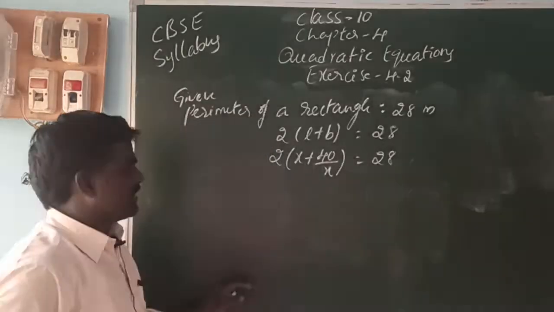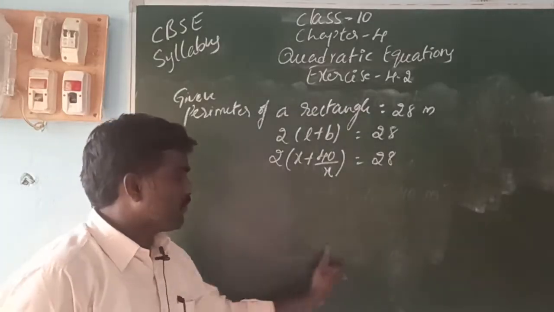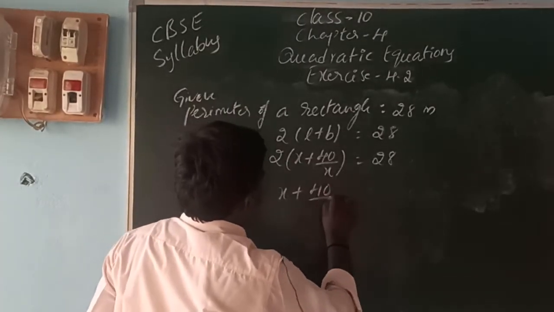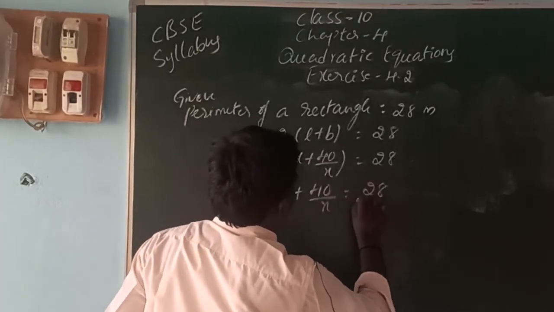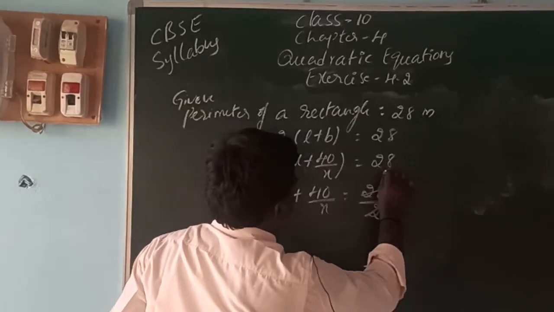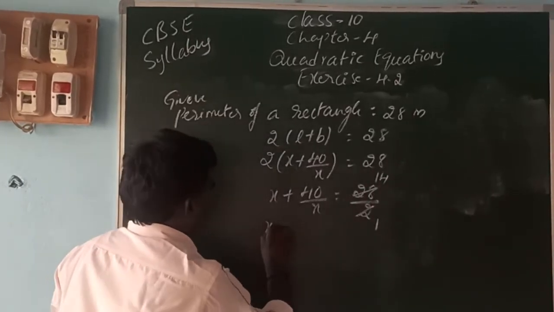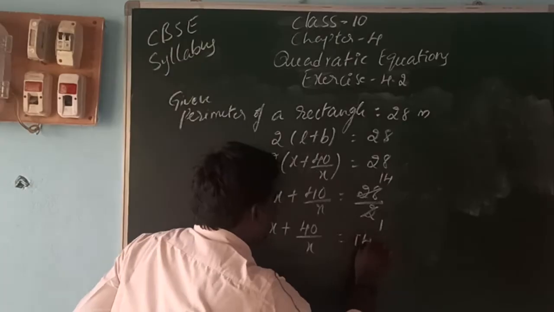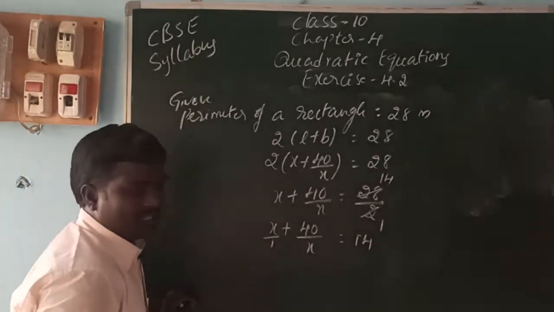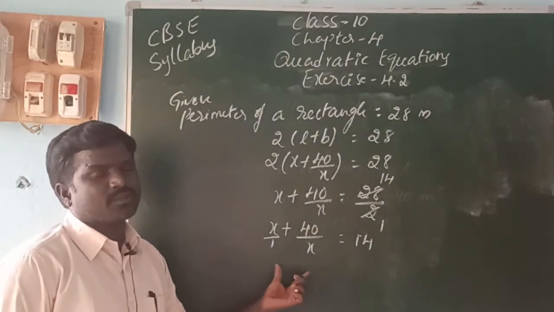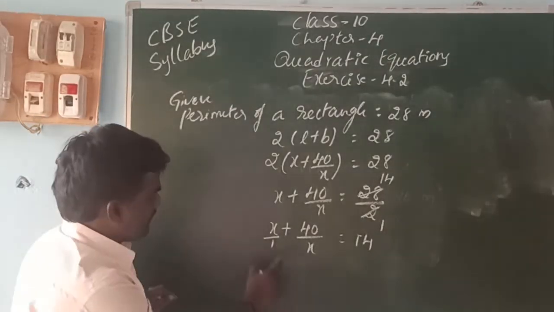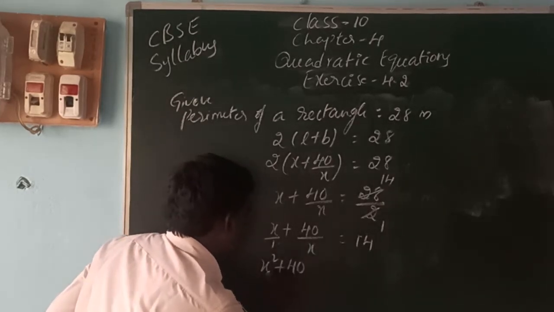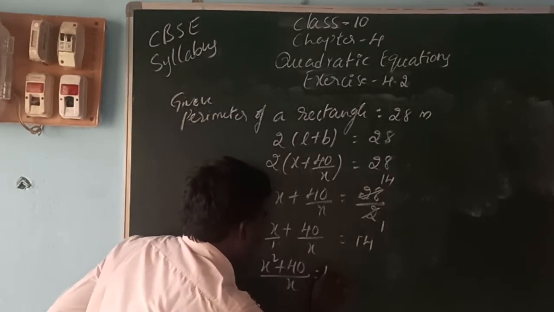Here 2 of, that means 2 is multiplied. The 2 is moving to the right side and divides. So x plus 40 by x is equal to 28 by 2. So 2 ones are 2, 2 sevens are 14. So here x plus 40 by x is equal to 14. Here x we can write as x by 1. Now these two are fractions, we can do cross multiplication. So x into x, x square, plus 40 into 1, 40 by 1 into x, is equal to 14.